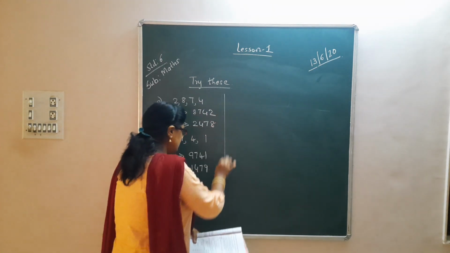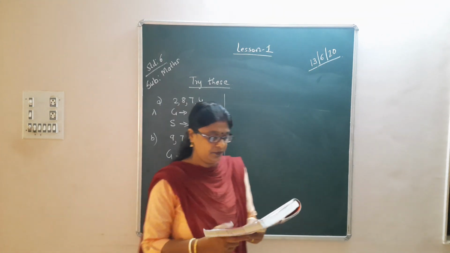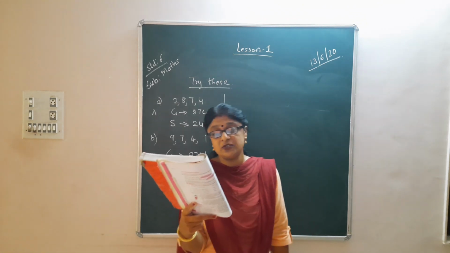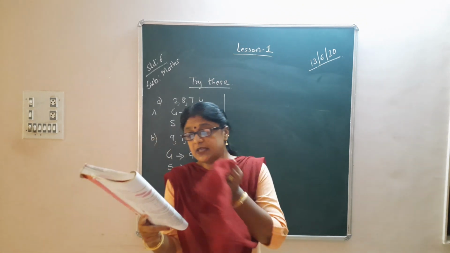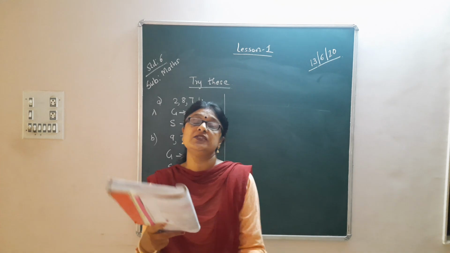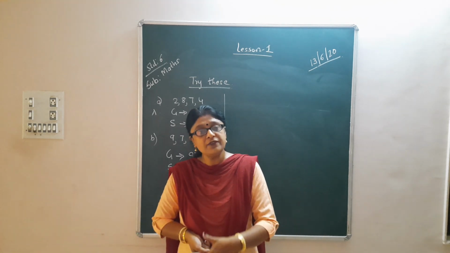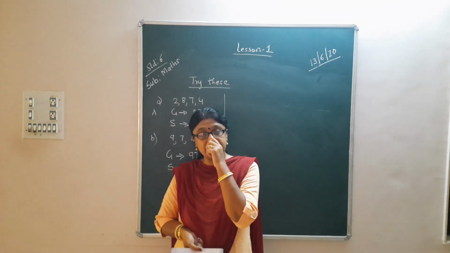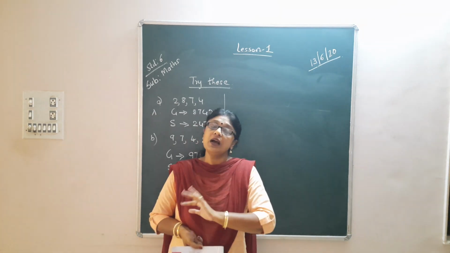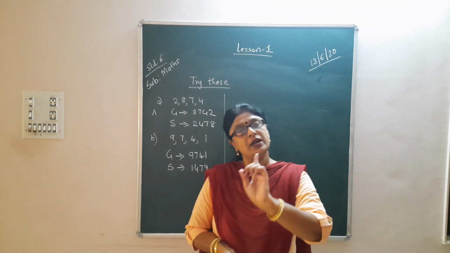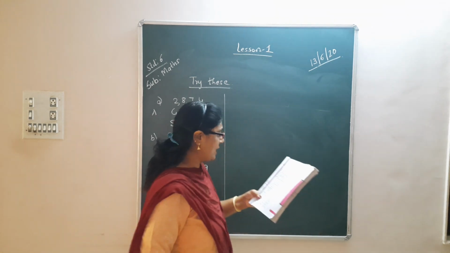Now make the greatest and smallest 4-digit number by using any one digit twice. This question is having a difference. Now you have to make a greatest and smallest number, and you are allowed to repeat only one digit. Fine. So now you can see here.